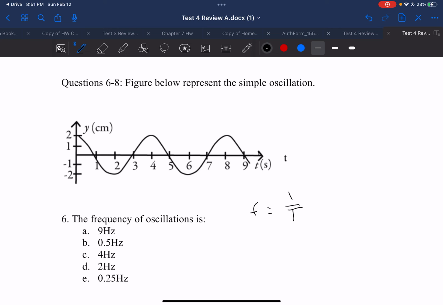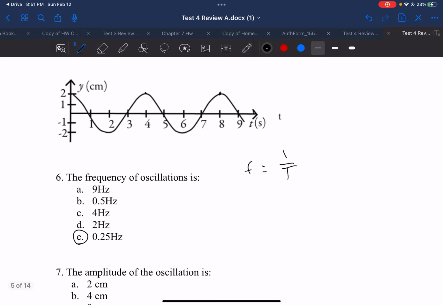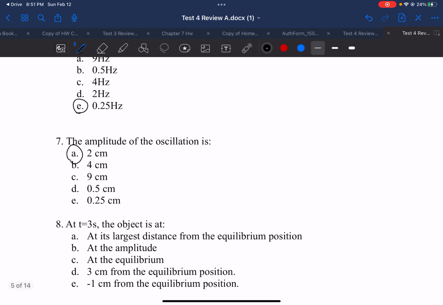The period is from 4 to 8. That means the period is 4. So if the period is 4, the frequency is going to be 1 over 4, which is 0.25. The amplitude is the same for every graph. The amplitude is always going to be the distance from the equilibrium point to the top or the bottom of the graph. In this case, it is clearly 2 centimeters.